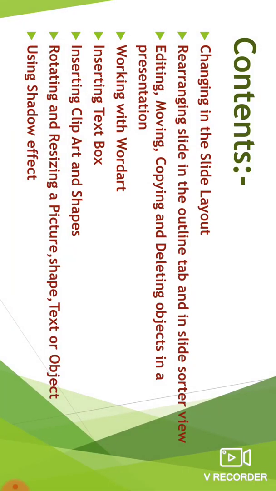The content which we will study in this chapter is changing the slide layout, rearranging slides in the outline tab and in the slide sorter view, editing, moving, copying and deleting objects in a presentation, working with word art, inserting text box, inserting clip art and shape, rotating and resizing a picture, shape, text or object, using shadow effect.